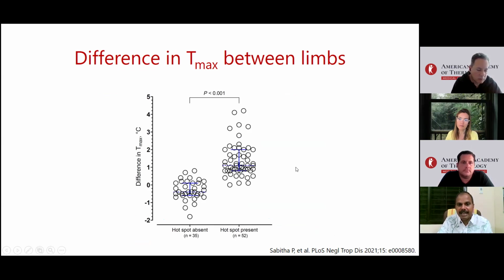When we look at the delta Tmax between the two limbs, most often the difference was less than 3 degrees Celsius in patients with hot spots. Despite having a hot spot, it is important to note that the Tmax difference between the two limbs was less than 3 degrees Celsius. In fact, only 5 patients had more than 3 degrees Celsius. This is important because it's quite challenging for a human observer to touch and make out these differences, whereas infrared imaging is able to easily make it.